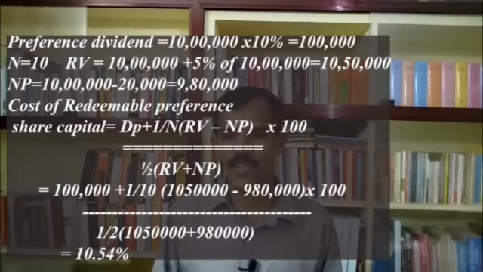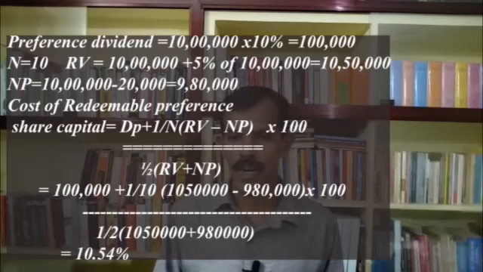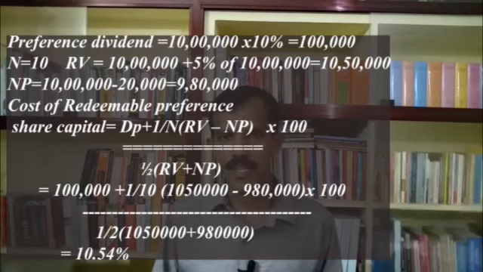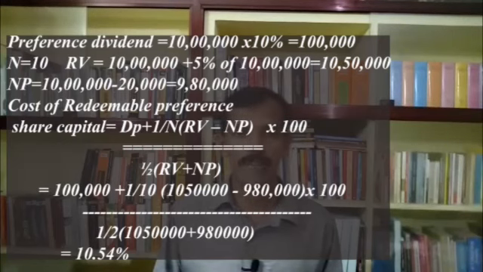Then net proceeds: we are issuing these preference shares, 10,000 into 100, that is equal to 10 lakh. From that 10 lakh we have to deduct the issue cost. Issue cost is rupees 2 per share. Here we are issuing 10,000 shares, so 10,000 into 2 is equal to 20,000. So our net proceeds is equal to 10 lakh minus 20,000, that is equal to 9 lakh 80,000.